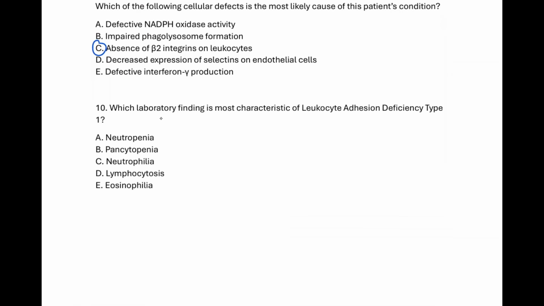And the last question there: which laboratory finding is most characteristic of leukocyte adhesion deficiency type 1? Like we mentioned, they're not going to have marginating pools of neutrophils. All their neutrophils are going to be what? Circulating, and that will lead to what? Neutrophilia.